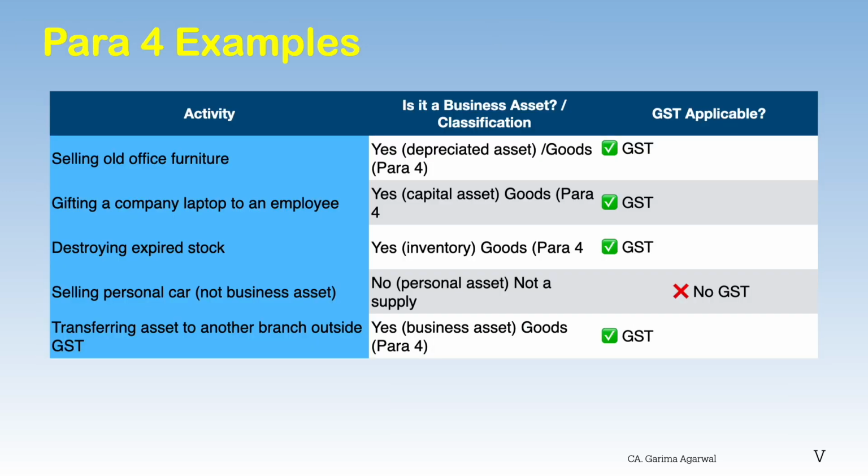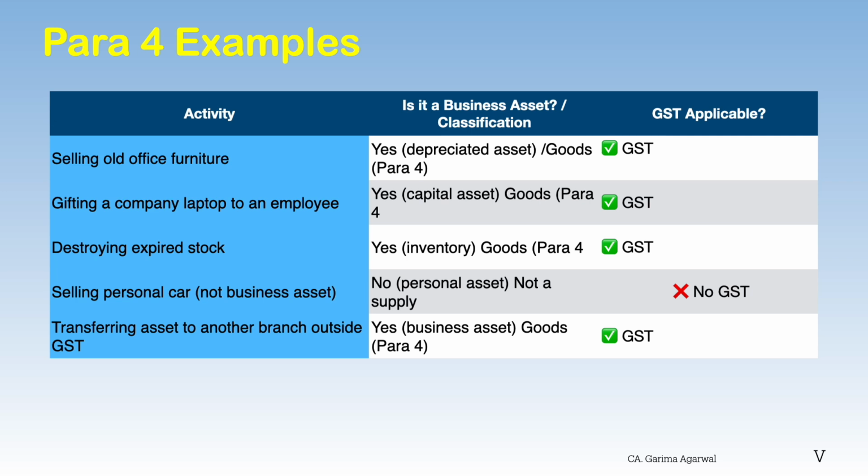Now let's take some para 4 examples. First activity: selling old office furniture. Yes, it's a depreciated asset and it has been sold, so it is goods. Gifting a company's laptop to an employee. Again, it is a business asset and it has been transferred. It is a supply of goods. Destroying expired stock. Yes, again, because stock was a business asset and it was disposed of, so it is also a supply of goods. Selling a personal car. No, because it's not a business asset here, so it is not a supply.